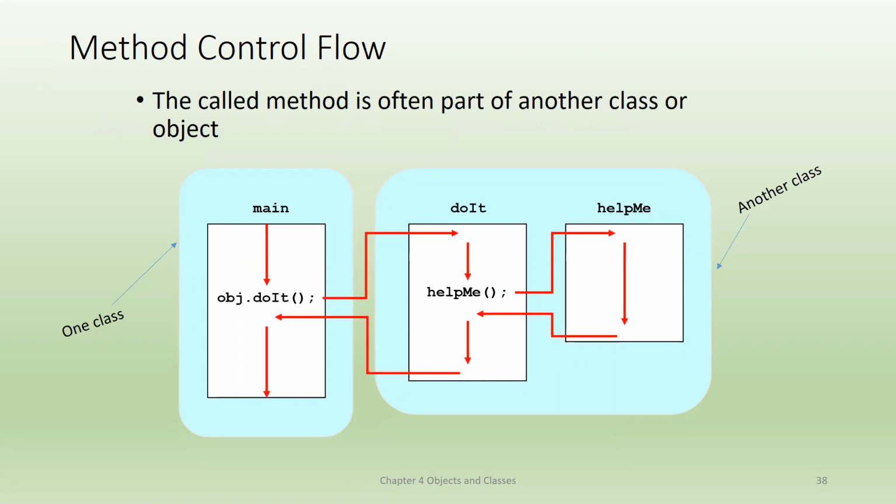Okay, so this is the main method, and you have an object, and you call doIt. It will come to doIt, and it will execute. In doIt, it's calling the helpMe method, and so it goes to helpMe and executes all the statements there. It comes back to after helpMe, goes forward, and then returns back. So that's what return means. You go back to whoever called you.